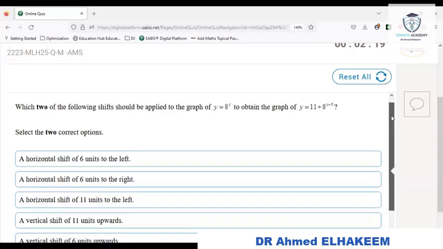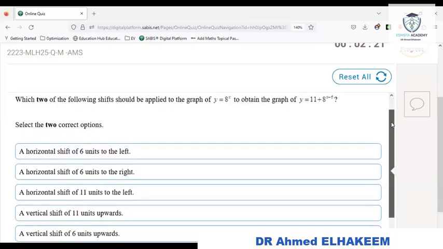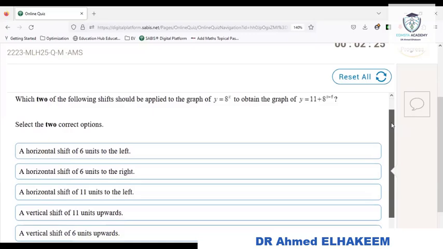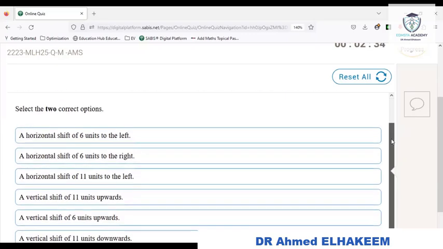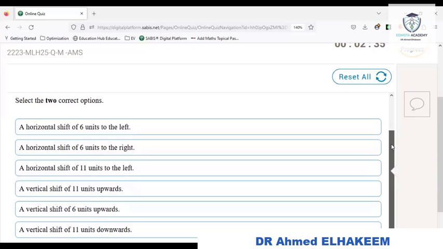Which two of the following shifts should be applied to the graph of y equals 8 power x to obtain the graph of y equals 11 plus 8 power x minus 6? Select two correct options.